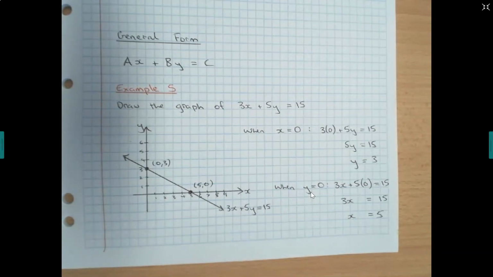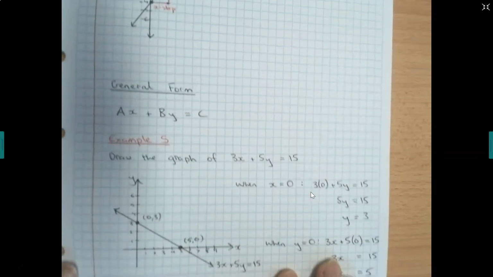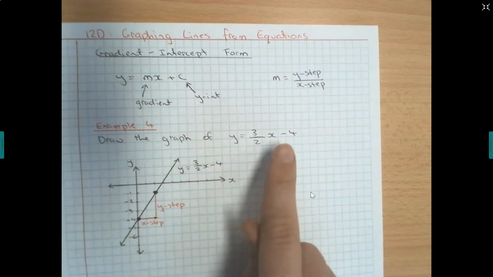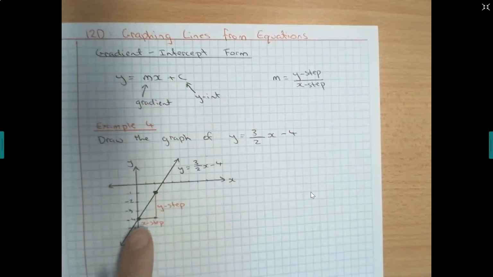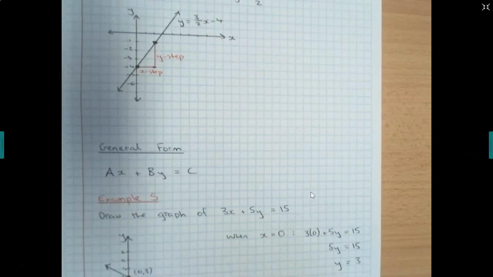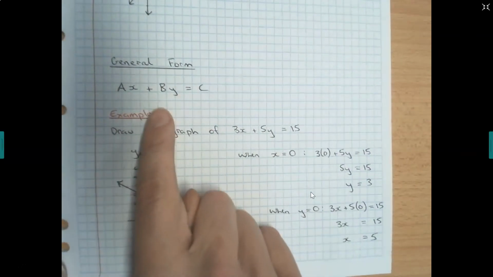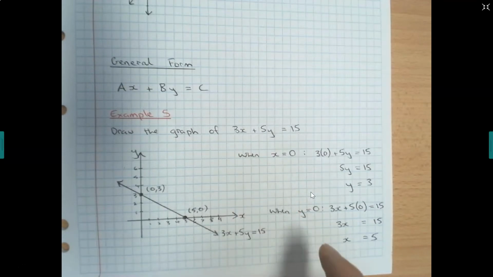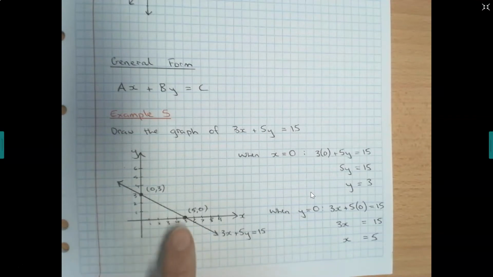So we've just gone through 2 different ways of plotting graphs. If you're given gradient-intercept form, remember you first use your y-intercept, which is given by the c value, and then you can use your slope to show the y step over the x step to get a second point, and you draw a line through the 2 points to draw the graph. Or if we're given an equation in general form, then we can find the x-intercept and y-intercept by saying when x is equal to 0 and when y is equal to 0, and we can use those 2 points to draw our graph.